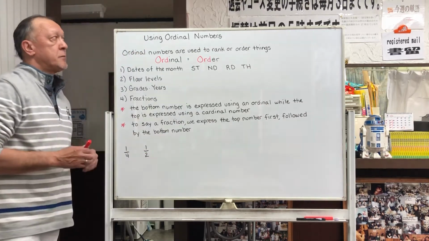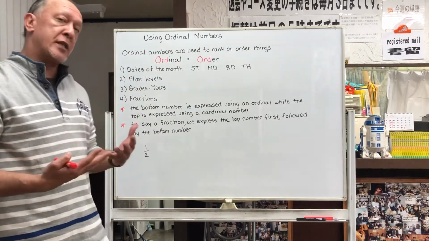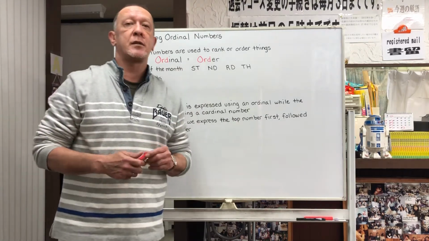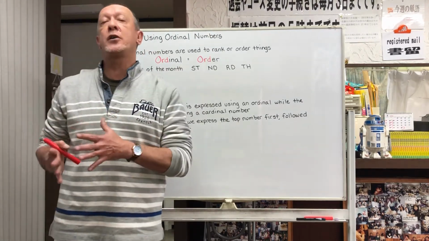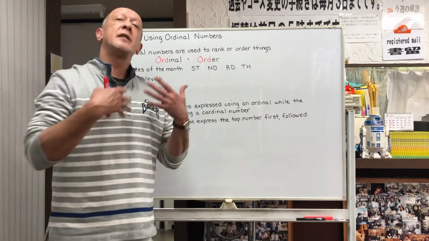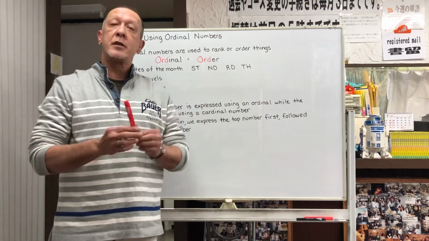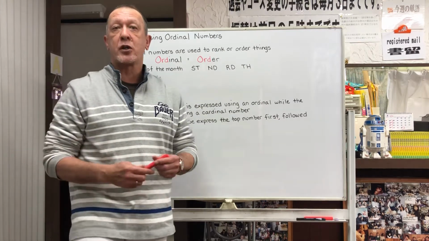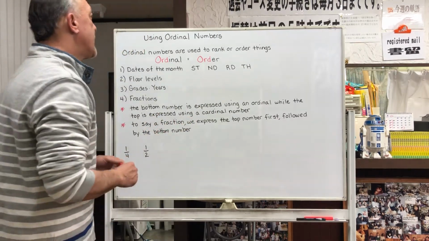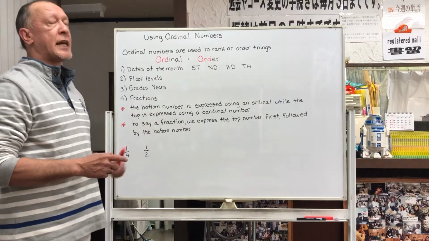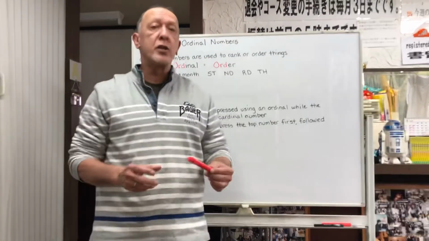In the English system of counting numbers or using numbers, we have two different ways. One is called the cardinal numbers, in which we do a counting system: 1 marker, 2 markers, 3 markers. Today we're going to be using the second system, called the ordinal numbers.